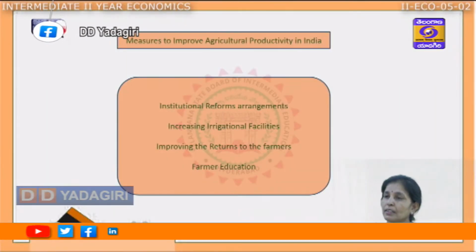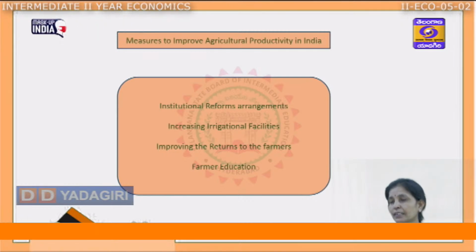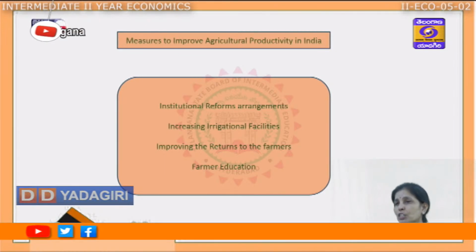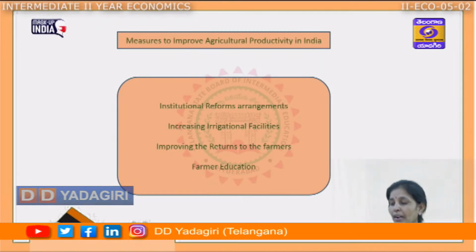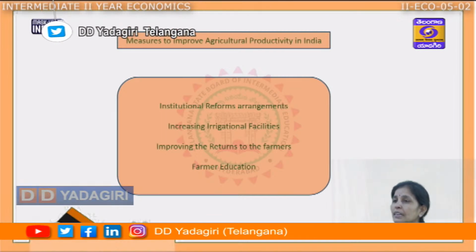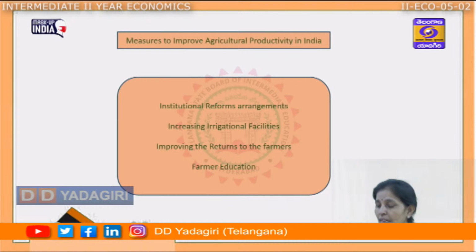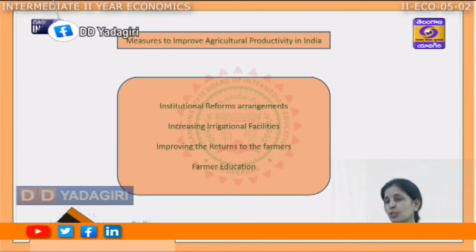Hello students. In the last class we discussed the reasons for low productivity. Let us now discuss the various measures to improve agriculture productivity in India. Some of them are institutional reforms, increasing irrigational facilities, improving the returns to the farmers, and farmers' education.